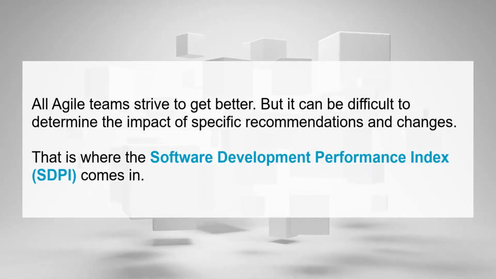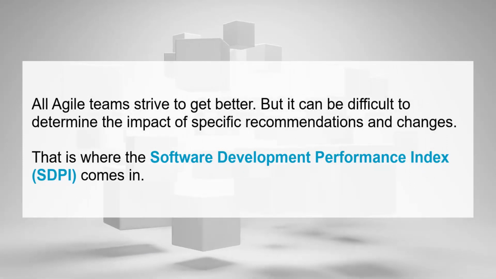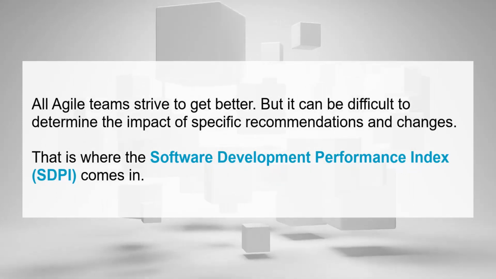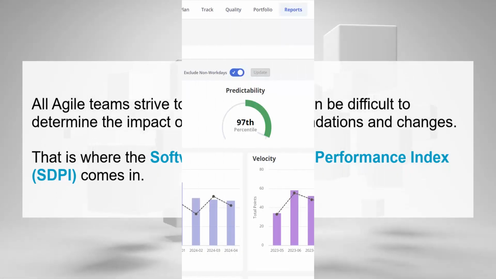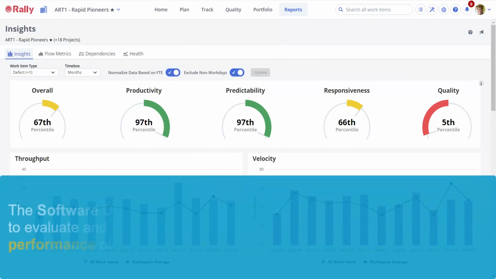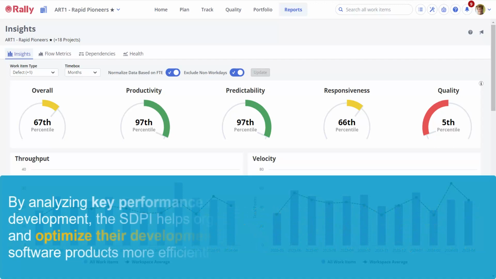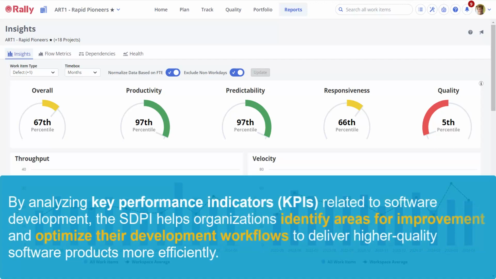All Agile teams strive to get better, but it can be difficult to determine the impact of specific recommendations and changes. That is where the Software Development Performance Index, or SDPI, comes in. The SDPI is a metric used to evaluate and measure the efficiency, effectiveness, and overall performance of software development processes within an organization. By analyzing key performance indicators, or KPIs, related to software development, the SDPI helps organizations identify areas for improvement and optimize their development workflows to deliver higher quality software products more efficiently.